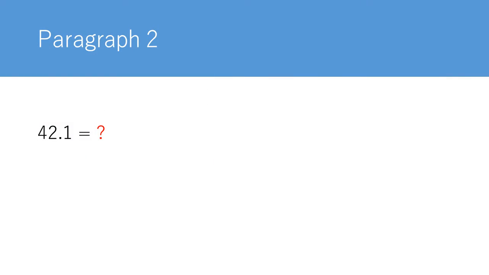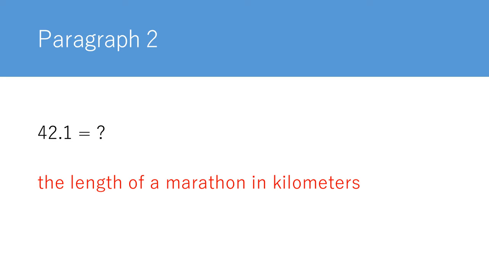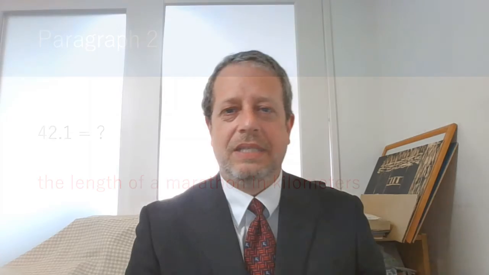Paragraph 2 still. Another number question, 42.1. 42.1, this is the length of a marathon in kilometers. It also points out, I think it was 26 miles. You might have noticed in the first video, 1 mile is about 1.6 kilometers.